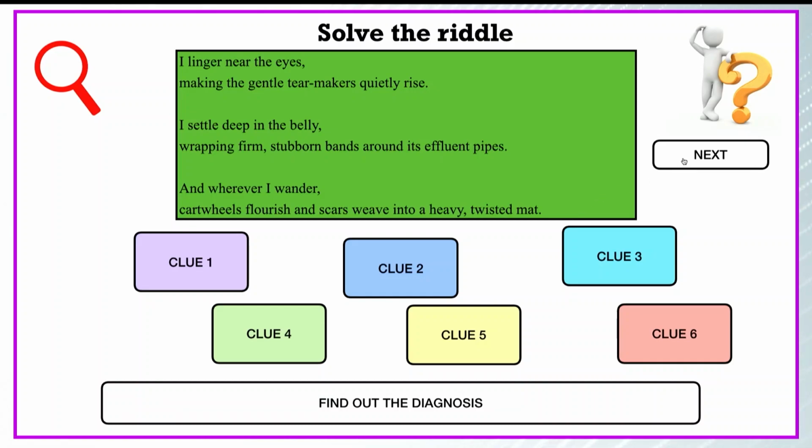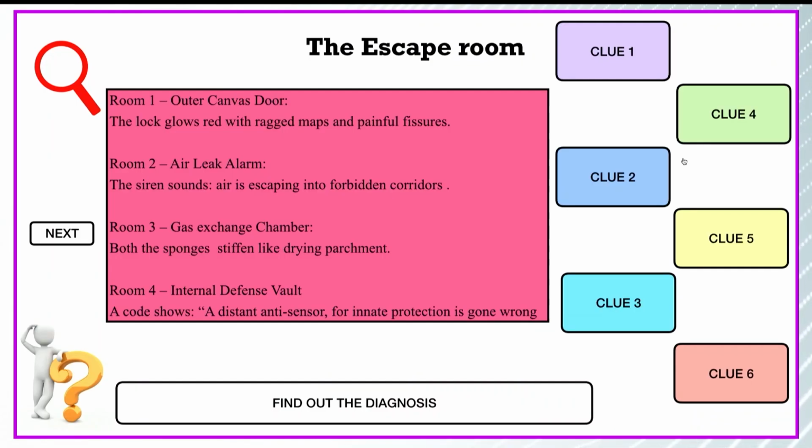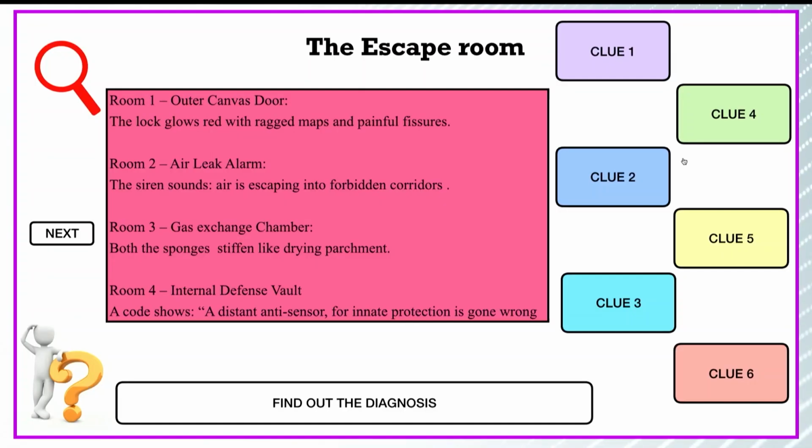Team 2, come forward. So this is an escape room. Room 1, outer canvas door: the lock glows red with cracked maps and painful fissures. Room 2 is the air leak alarm: the siren sounds, air is escaping into forbidden corridors. Room 3 is the gas exchange chamber: both the sponges stiffen like drying parchment. Room 4 is the internal defense vault: a cord shows a distant anti-sensor for innate protection has gone wrong.